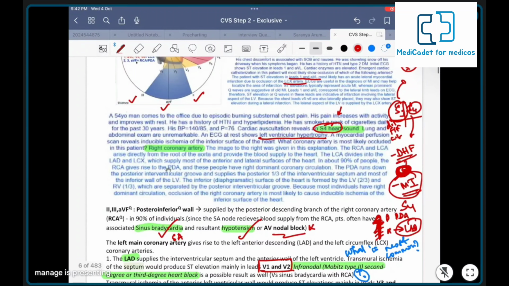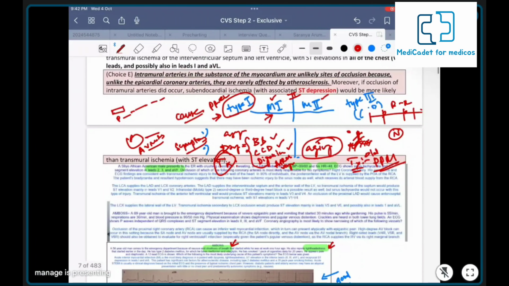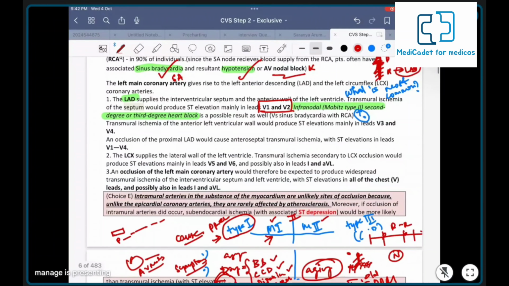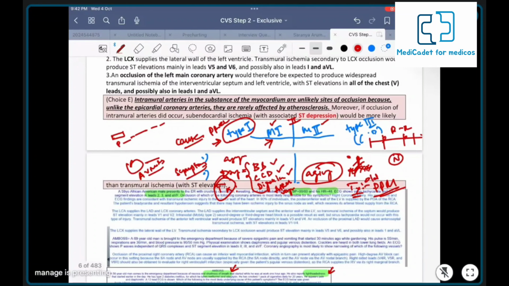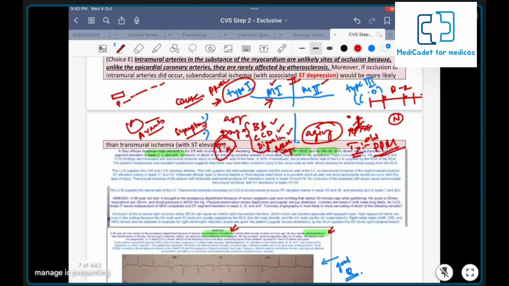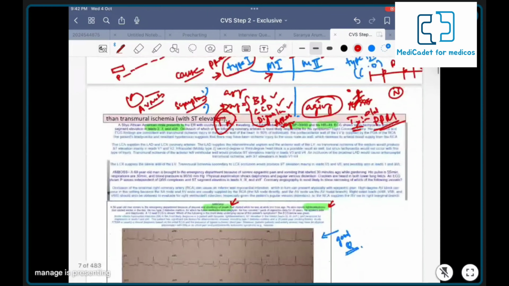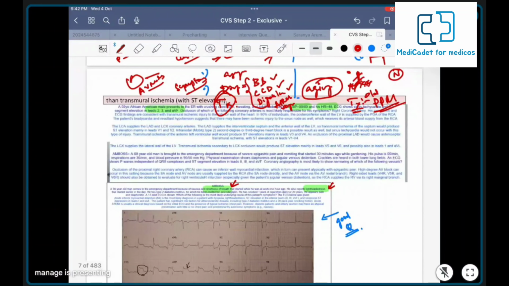One more thing I want to discuss is this. It is very rare to be asked LAD associated with Mobitz type 2, but it is very common to be asked the treatment of the different types of Mobitz. They will just give you an ECG and you have to find if it's Mobitz type 1 or type 2 or complete heart block, and you have to find the treatment. Mostly it's treatment, and treatment will be pacemaker. Remember that.